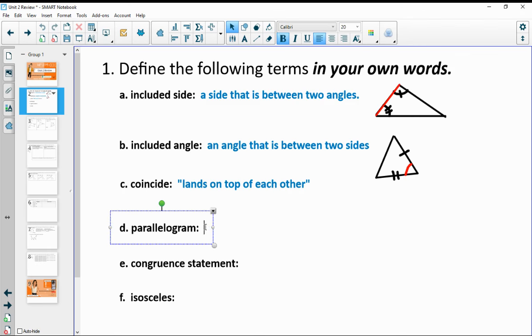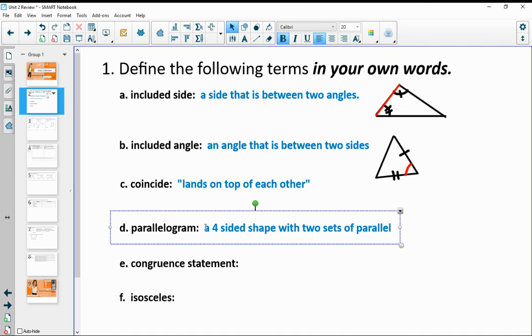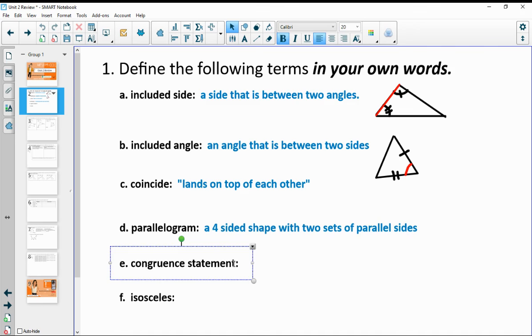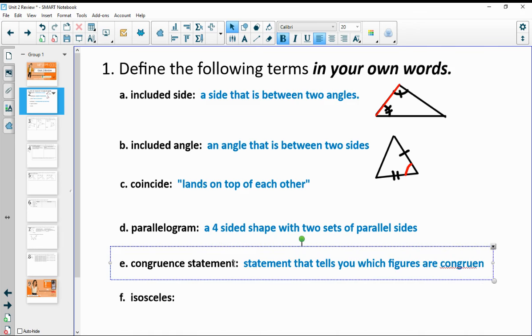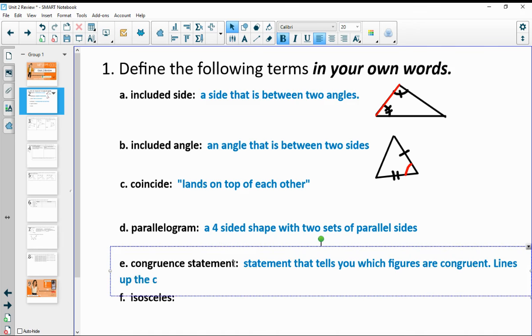Parallelogram is just a four-sided shape with two sets of parallel sides. A congruent statement is a statement that tells you which figures are congruent, and it lines up the corresponding parts.